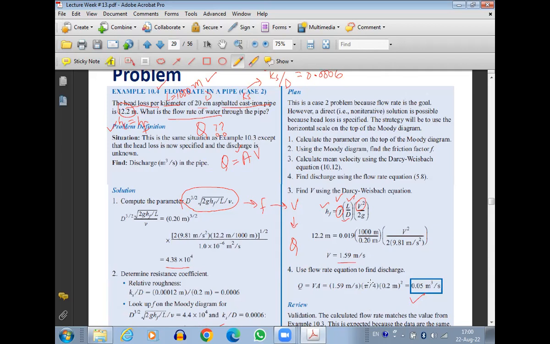Okay, if the velocity is not directly given, and if the head loss is given, so if the velocity is given, use the Reynolds number to find out the friction factor. If head loss is given, then we can also use that head loss, using the top x-axis, to find out what is the friction factor. Okay, and eventually finding out what is the velocity.